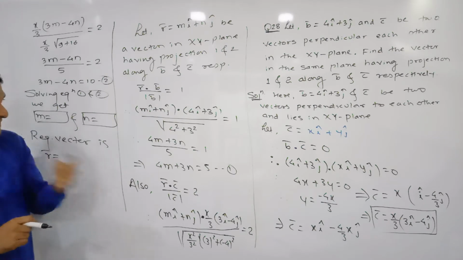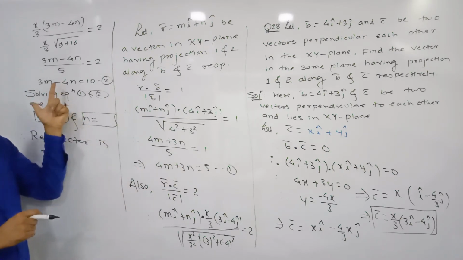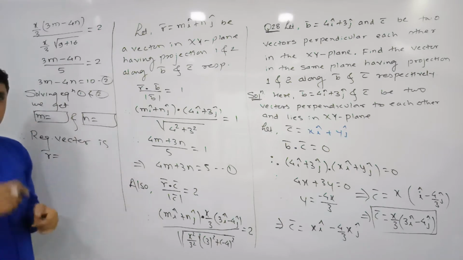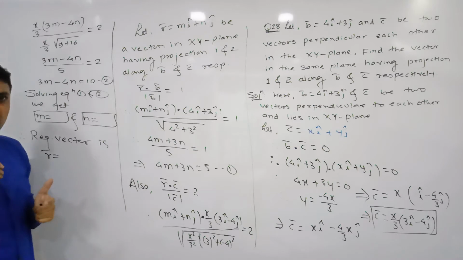If you observe here, the coefficient of N is 3 and here it is minus 4. If the coefficients of N become equal, by adding these two equations we are able to eliminate N.